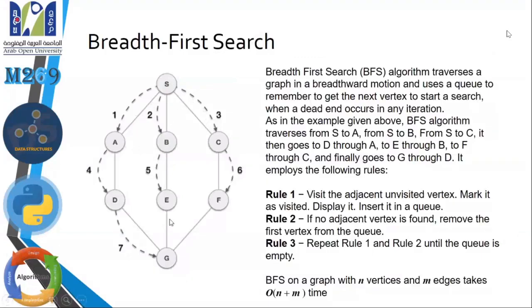It seems complex. Actually, it is not. You will start from S. What are the neighbors? A, B, C. Any more? No. Remove S. So now you start with A. What are the neighbors of A? D. That's why it is 4. Any more? Yes. G. And so on. You will just keep reading them one after one until you reach the last one.